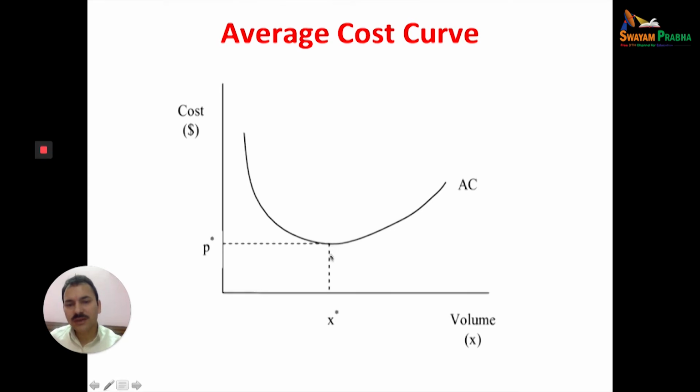This is the minimum point, the minimum average cost. Beyond this point, if you want to increase output more and more, the average cost starts increasing. So in the initial stages the average cost decreases with the increase of output, but after a certain point it starts increasing. So the average cost curve will be U-shaped.